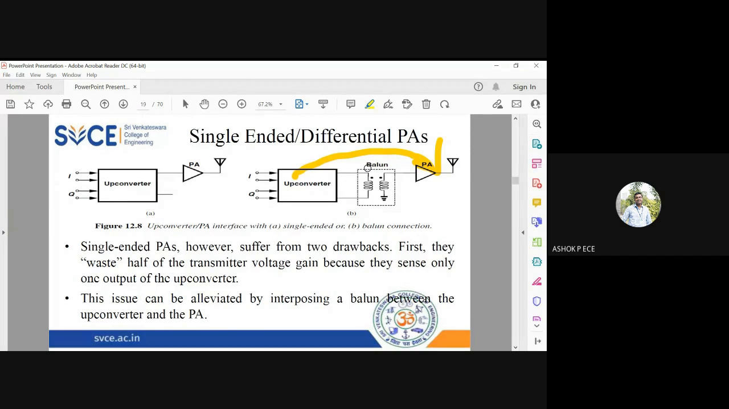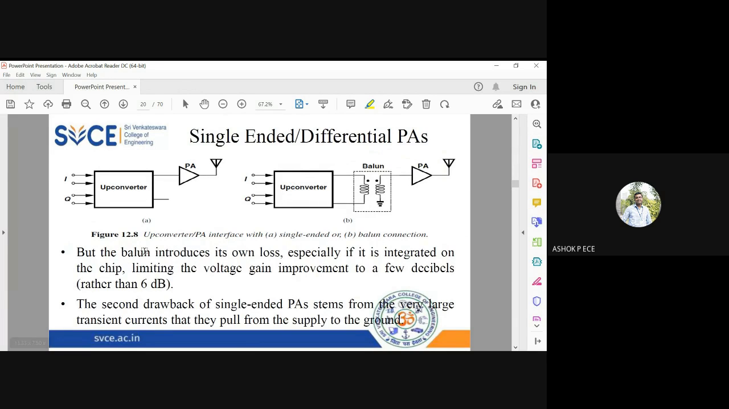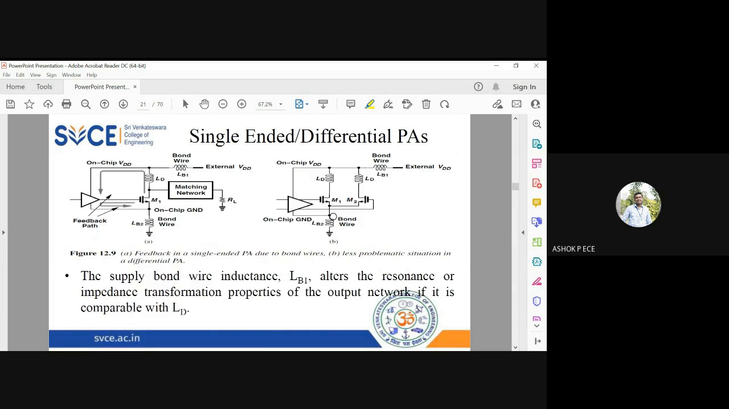Balun is a balanced-unbalanced transformer. One side it is balanced and one side it is unbalanced. Balanced means not grounded, while the other side is grounded, so it is a balanced-unbalanced transformer. So the balun introduces its own loss, thereby the voltage gain will be reduced by some amount as the signal passes through this balun. But the balun ensures that proper impedance matching will take place.